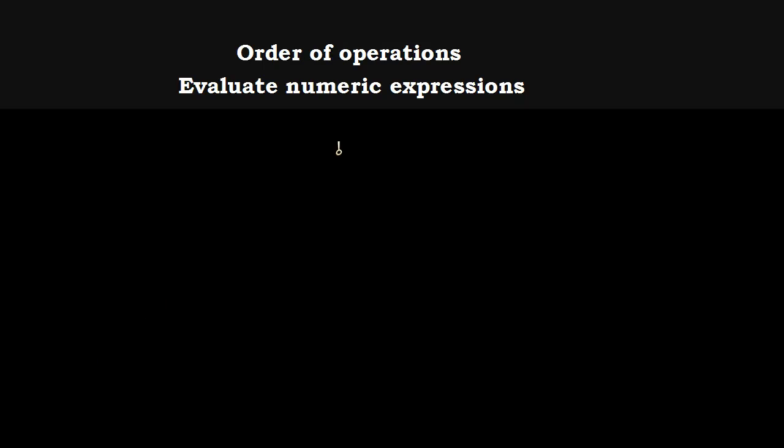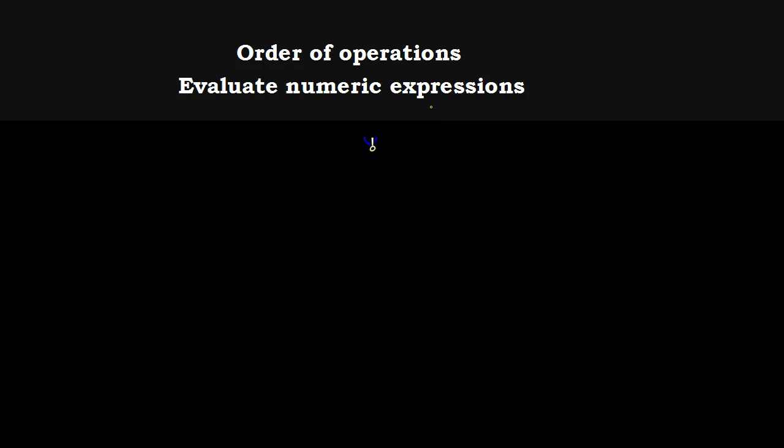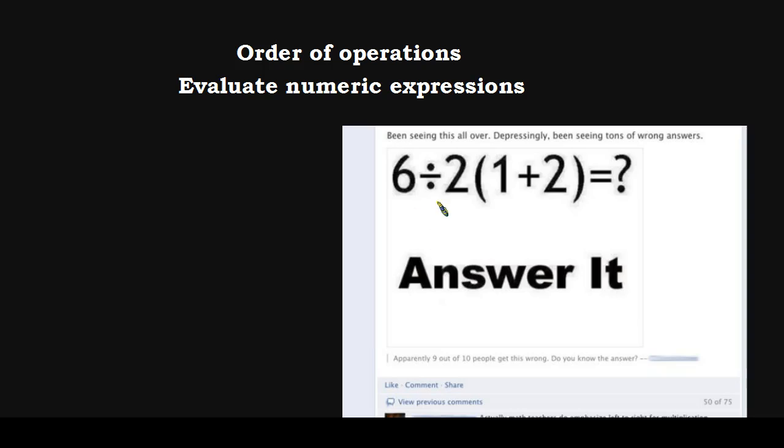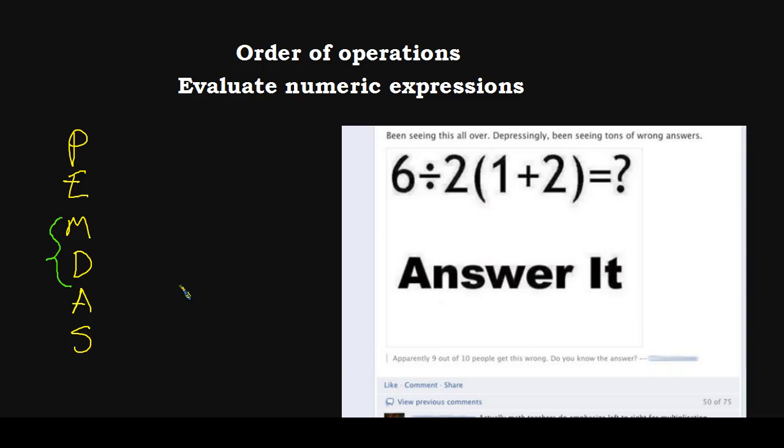The first important part of evaluating an expression is doing things in the proper order. We call this the order of operations, and we're going to demonstrate by evaluating a numeric expression. And we're going to start with something that I've seen on the internet quite a bit. I'll call this a viral math problem. This is one of many. And in this case, the question is asked, could you find the value of this expression? And many people get different answers. So we'd like to figure out a way to make it so that we all get the same answer.